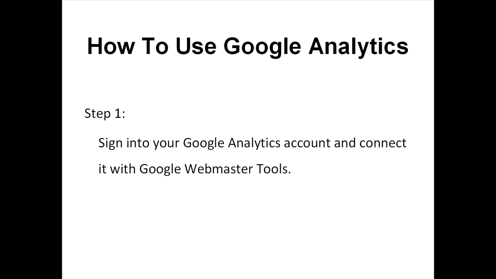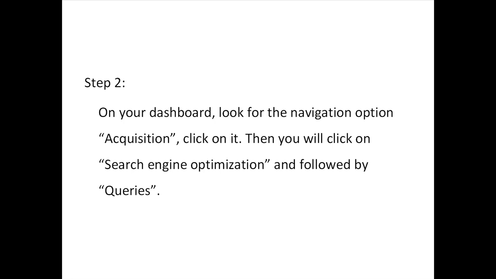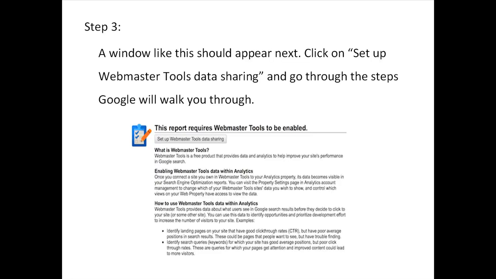Step 1. Sign into your Google Analytics account and connect it with Google Webmaster Tools. You can then track your rankings, the number of impressions your listings are gaining, and also click-through rates. Step 2. On your dashboard, look for the navigation option Acquisition. Click on it. Then you'll click on Search Engine Optimization, and followed by Queries. A window like this should appear next. Click on Set up Webmaster Tools Data Sharing, and go through the steps Google will walk you through.